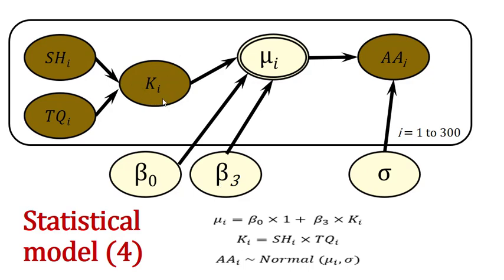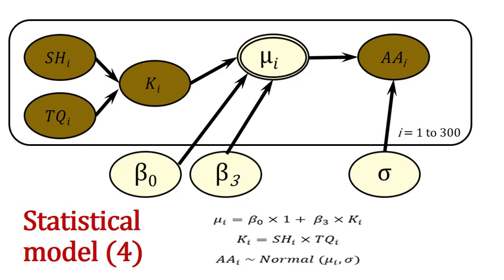Now, just one minor thing. K is now not a latent variable like it was in the causal model, because in the causal model it was not measured. It's a variable that we didn't know, but in the statistical model it is a measured variable. It's not something that we are going to estimate. It's something that we calculated by combining these two, multiplying the values of SH and TQ. So that shows the importance of differentiating statistical model from the causal model. They have some similarities, but they are not the same.